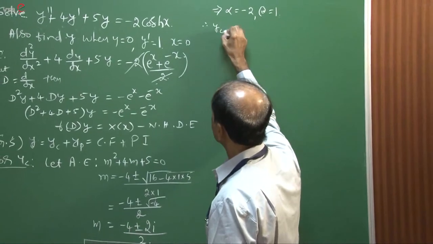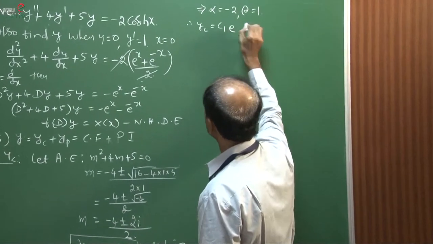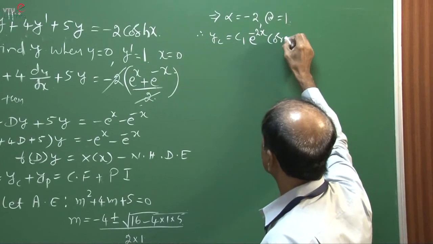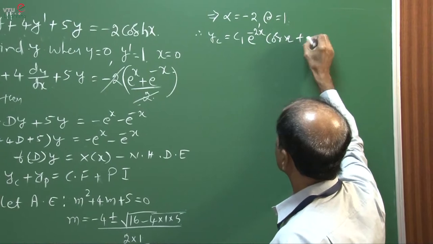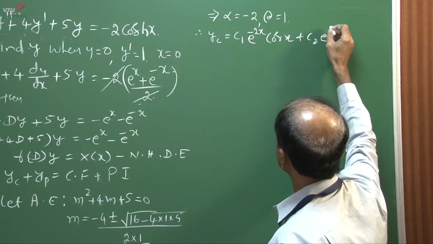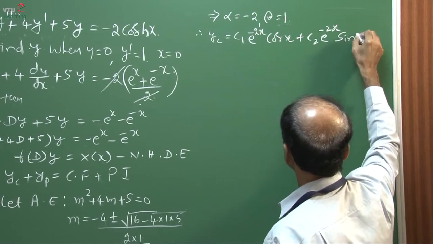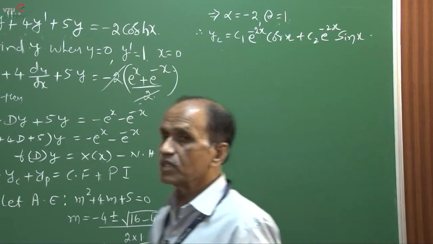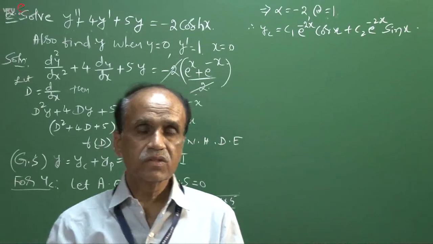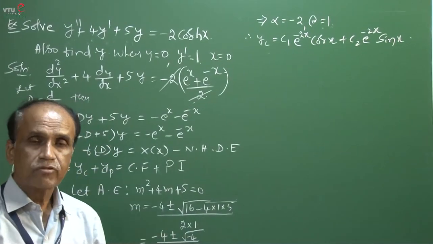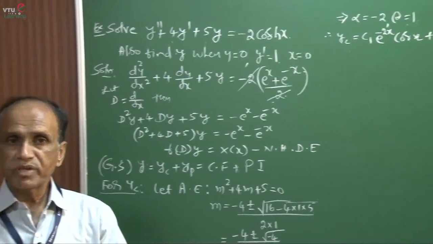Therefore the complementary function is equal to c1 e to the power minus 2x cos x plus c2 e to the power minus 2x sin x. This is the complementary function. Depending on the number of roots, that number of constants are to be attached.